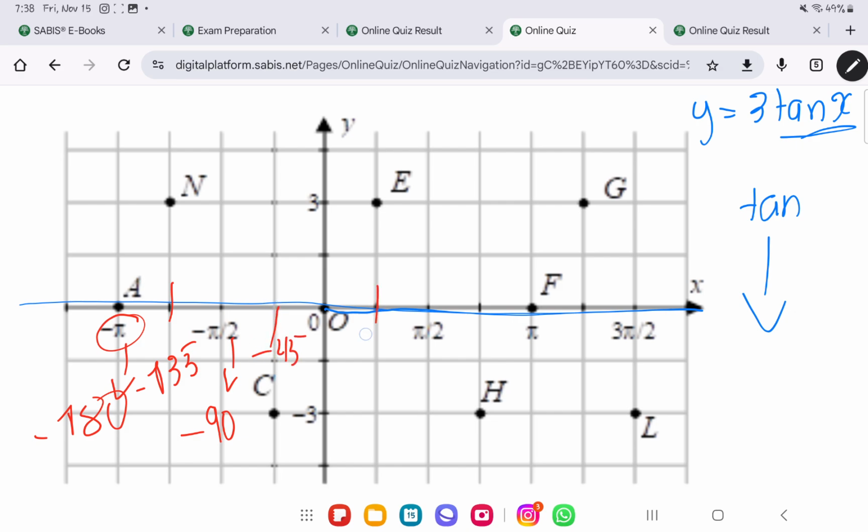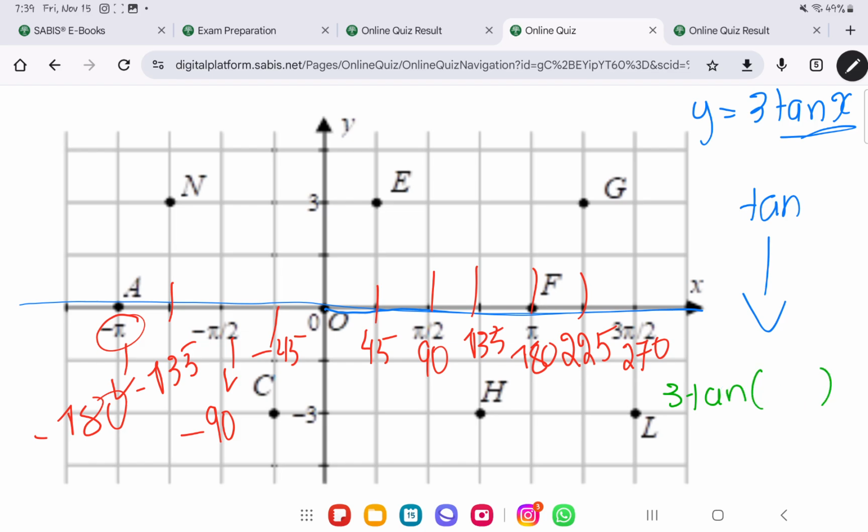Then from 0 we go to 45, 90, 135, 180, 225, 270. Okay, these are all of the points that we need so far. Next step we are going to do is we're going to put on our calculator 3 tangent and it will look like this. Okay, so 3 tangent, and then inside of the tangent you are going to put the numbers.